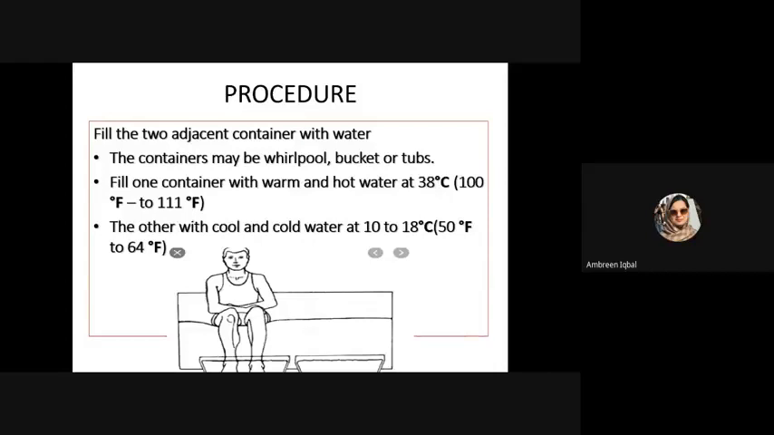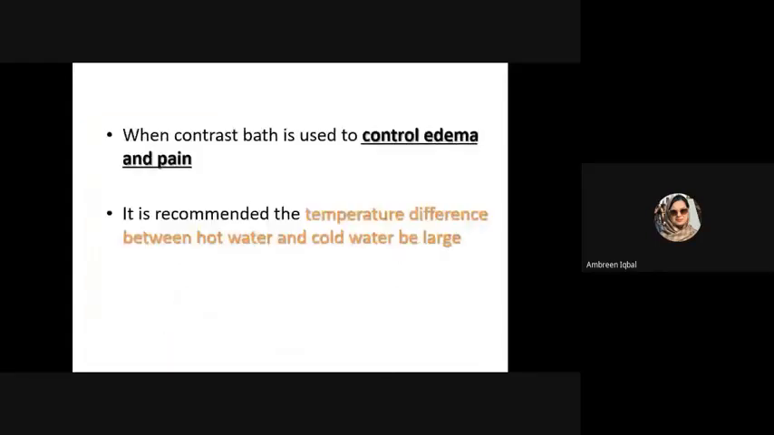Next, you are going to fill one container with warm or hot water that you keep at 38 centigrade, and the other container with cold water at 10 to 18 centigrade. It should be between 10 to 18 centigrade. In Fahrenheit, the hot water would be between 100 to 111 Fahrenheit, and the cold water around 50 to 64 Fahrenheit. Once we have placed the hot water and the cold water, the next step is to immerse the limbs.